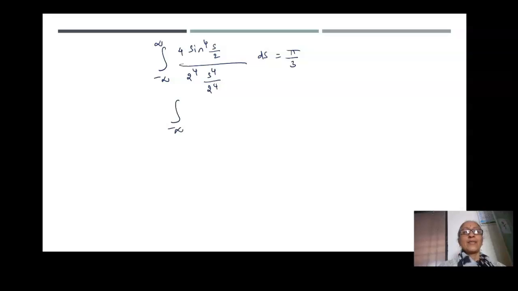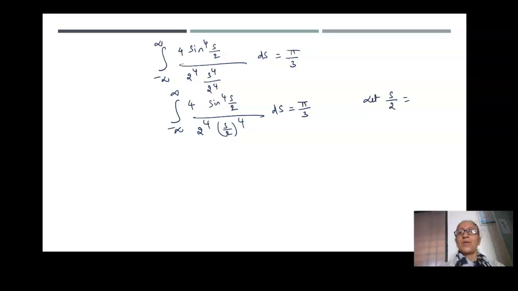So we can write it as integral minus infinity to infinity 4 into sine power 4 s by 2 upon 2 power 4 into s by 2 raised to 4 ds equal to pi by 3. Now here we can convert this integral in terms of another variable by choosing s by 2 equal to t. So let s by 2 equal to t, so ds equal to 2 into dt. When s equal to plus infinity implies t equal to plus infinity. When s equal to minus infinity implies t equal to minus infinity.